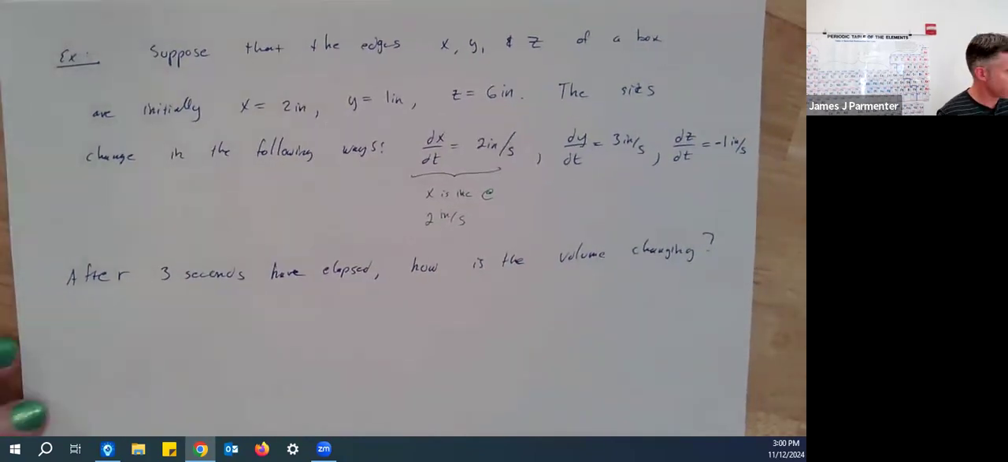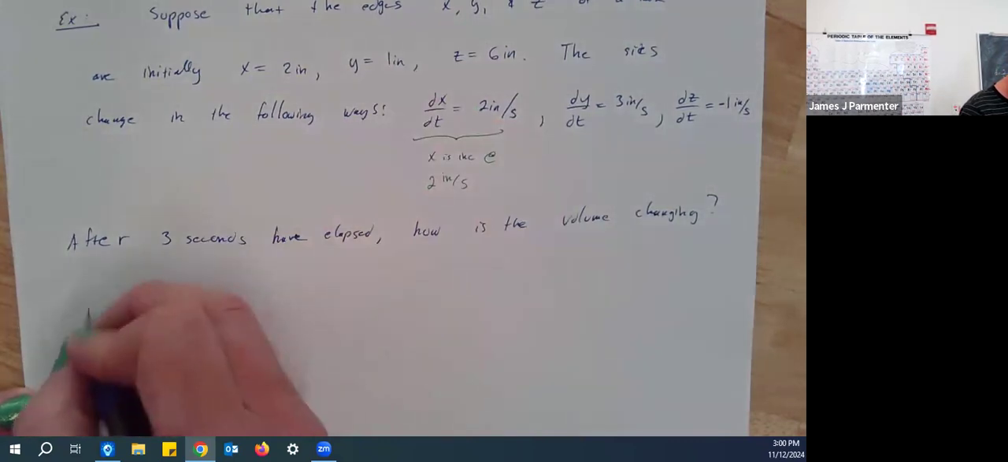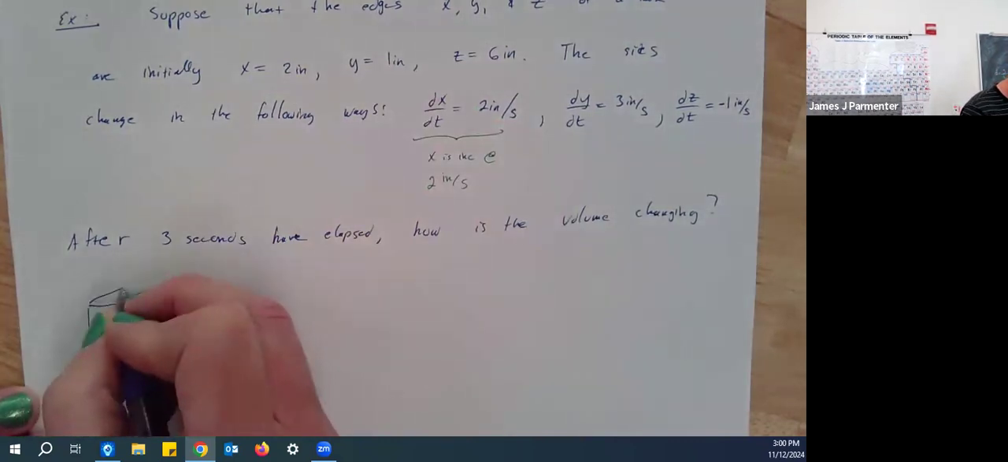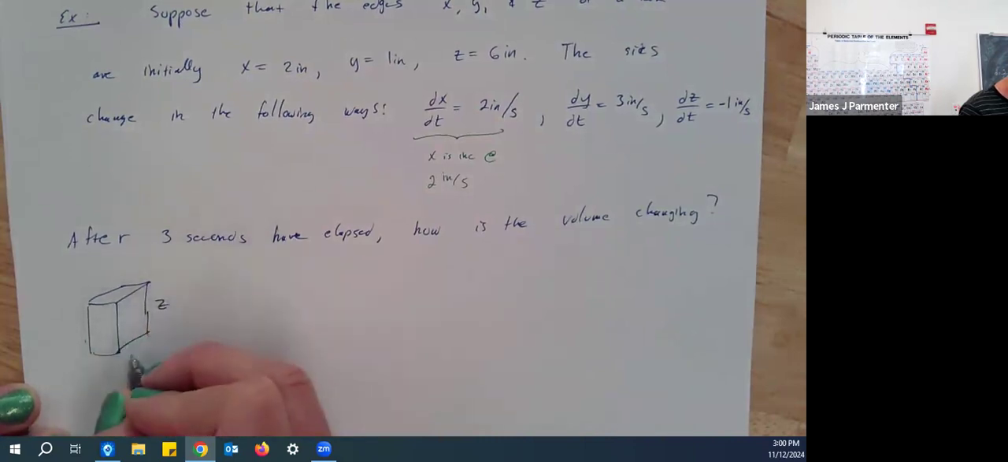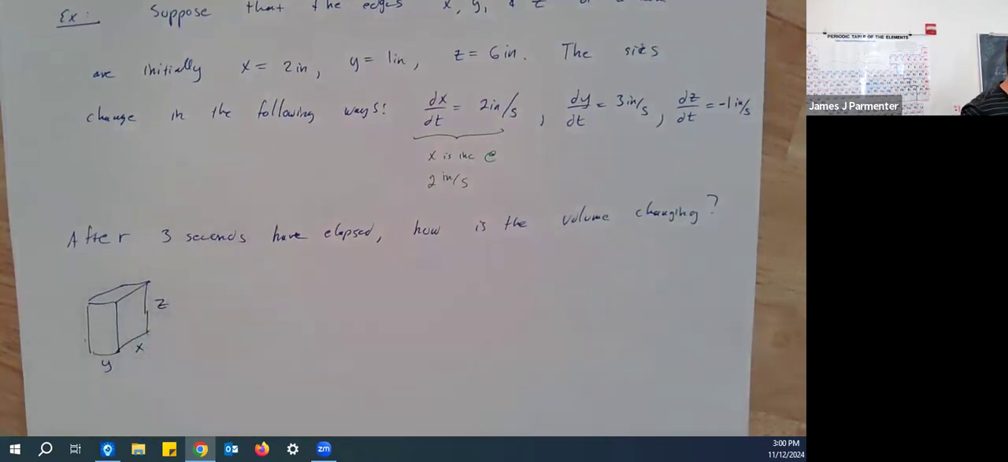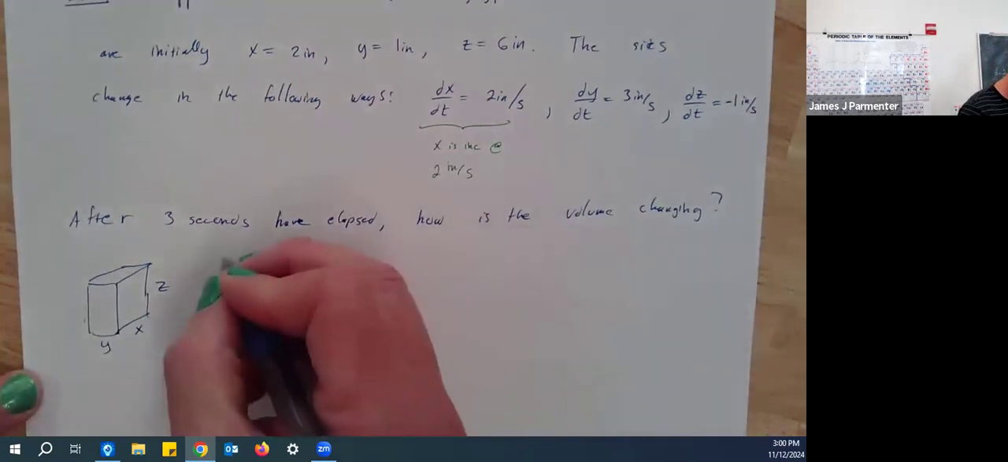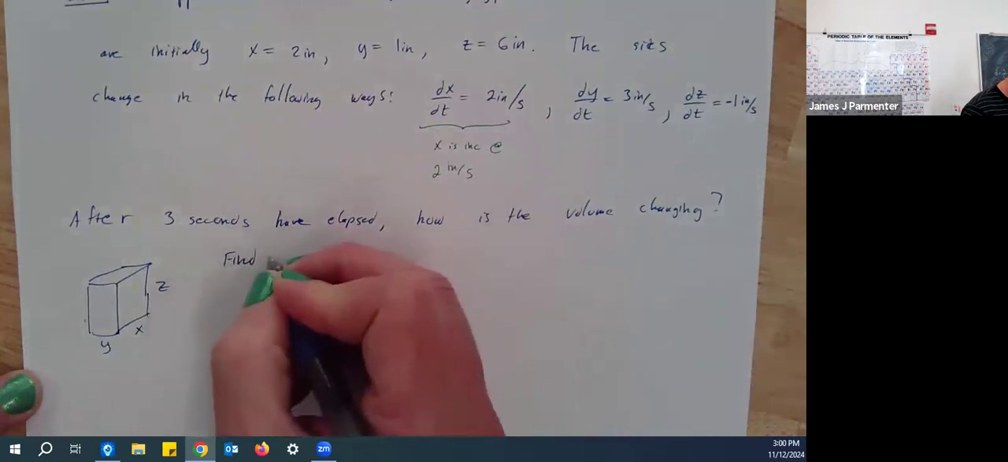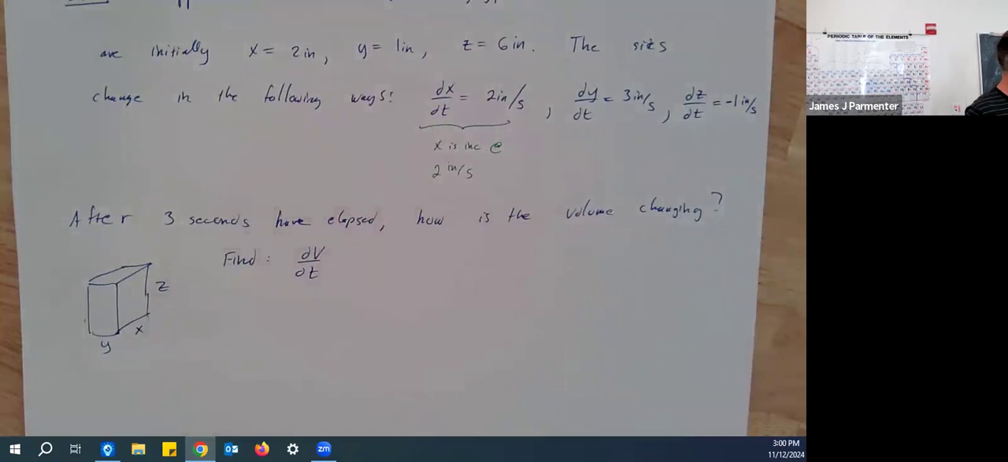Okay, well, you probably don't have to draw a picture, but it probably doesn't hurt to draw a picture. So here's a picture, sure. Here's my Z, here's my X, here's my Y. Now I want to find how the volume is changing. I want to know how to find what dV/dt is, the rate of change of the volume.